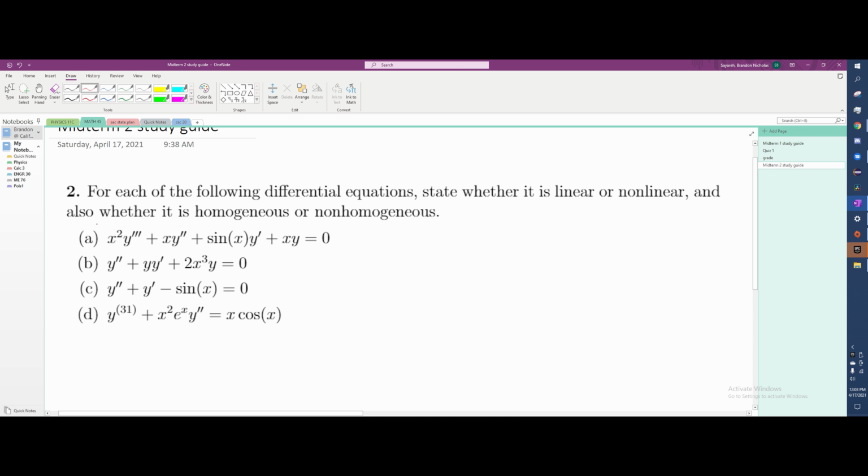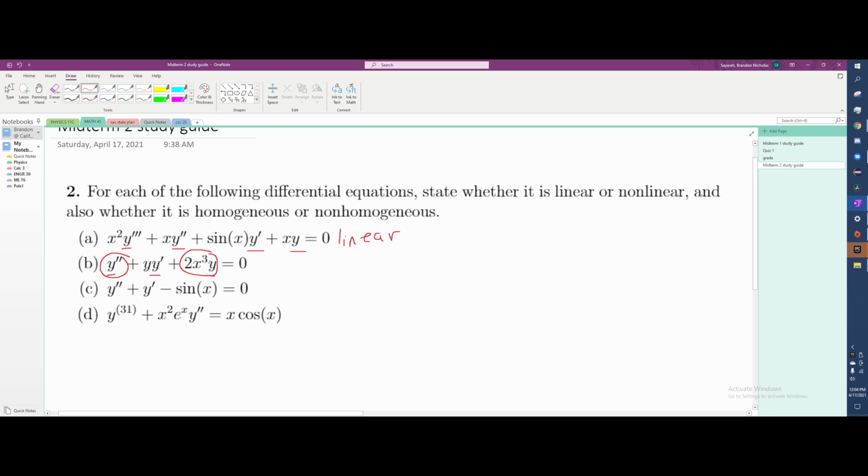For each of the following differential equations, state whether it is linear or nonlinear, and also whether it is homogeneous or non-homogeneous. So looking at all of these y's, we can see that they are by themselves. They are not inside of anything, and they are not touching another dependent variable. So A is linear.